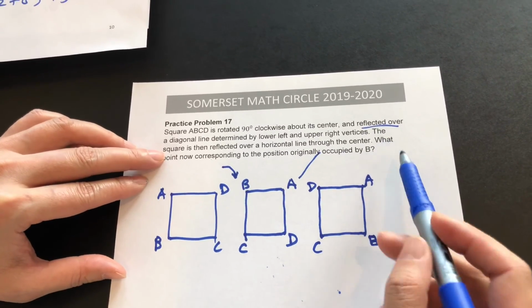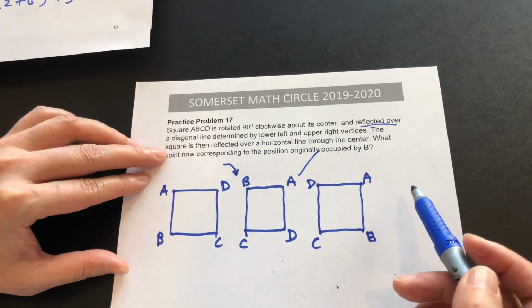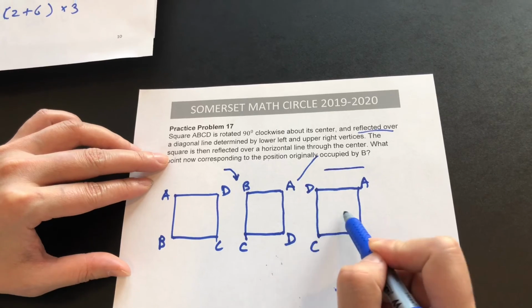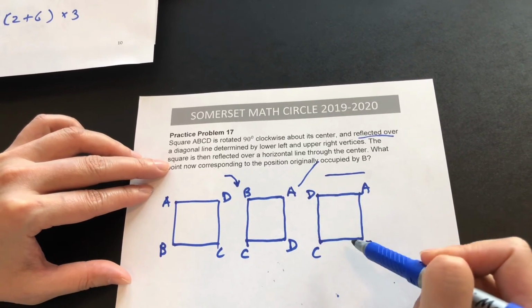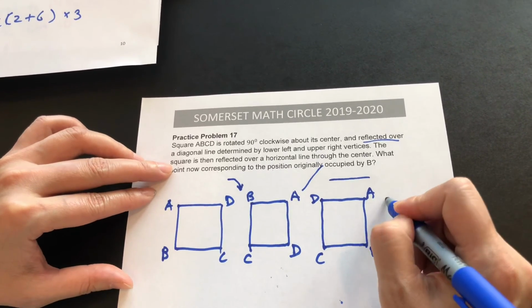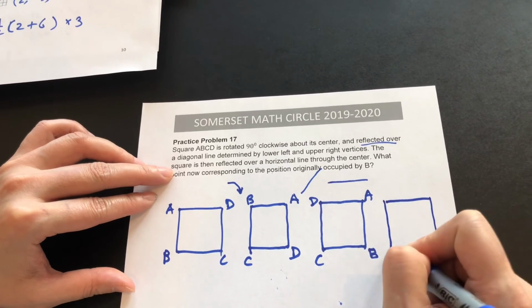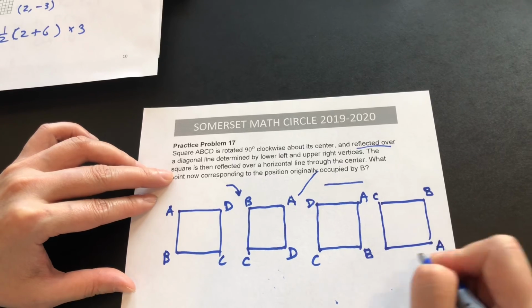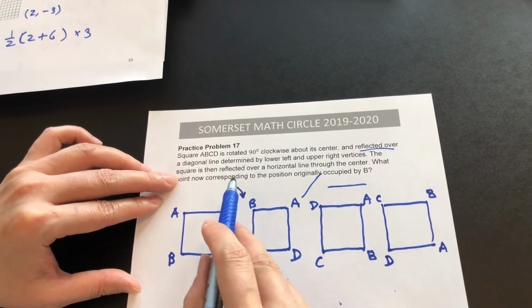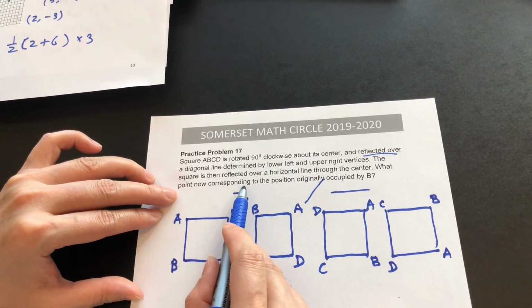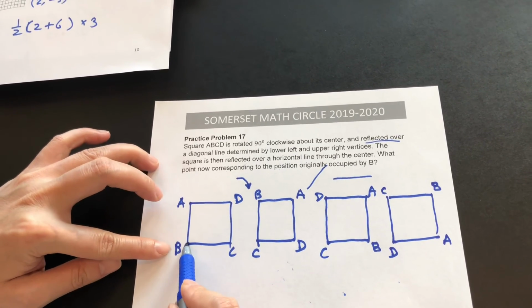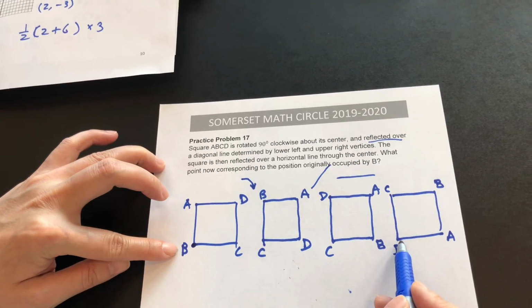The square is then reflected over a horizontal line through the center. Now the horizontal line through the center. So top becomes bottom, bottom becomes top. So now B is here, C is here, A and D. What point now corresponds to the position originally occupied by B? Originally occupied by B is here, now it is D.